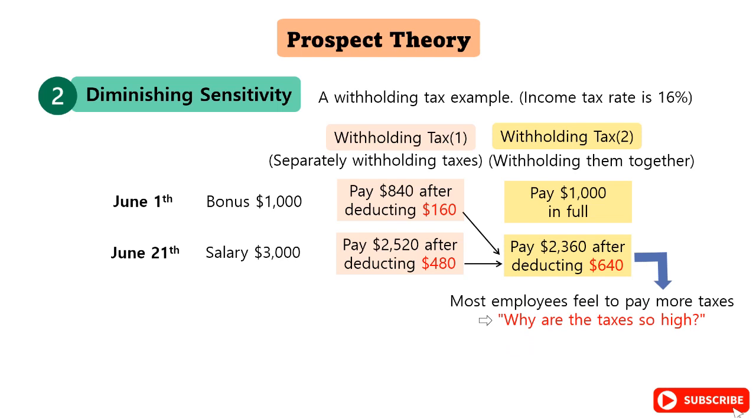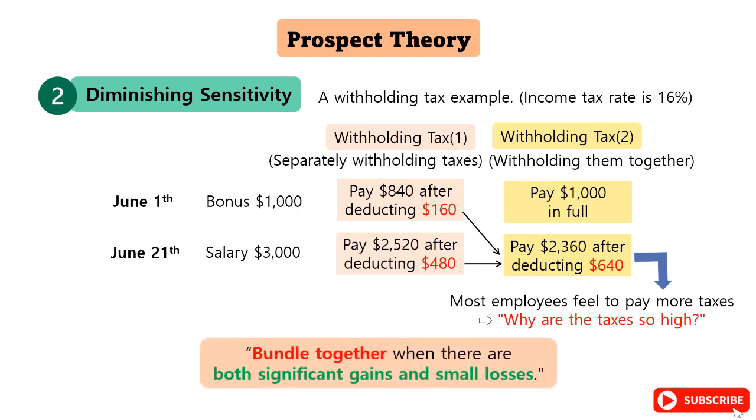Most employees feel that they pay more taxes when taxes are withheld together and think, why are the taxes so high? In marketing theory, it is emphasized to bundle together when there are both significant gains and small losses. When giving a bonus, it is more effective to withhold tax.